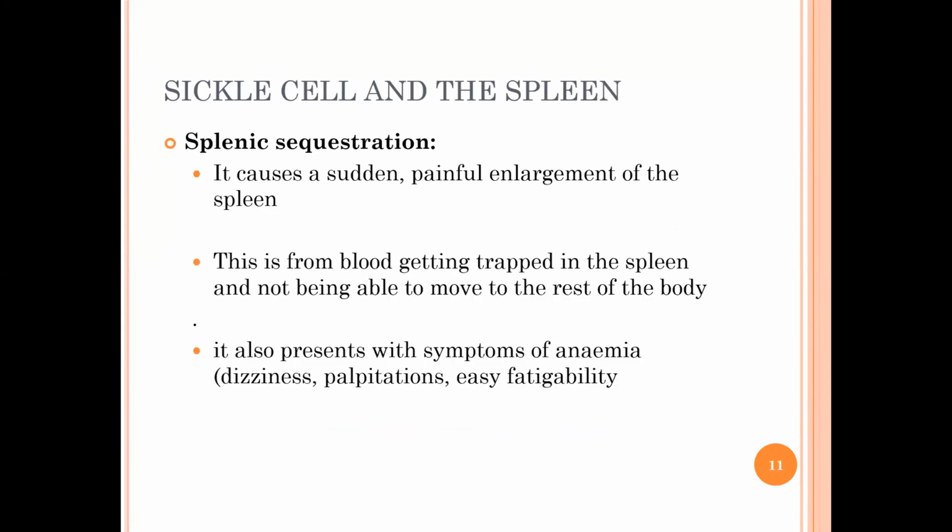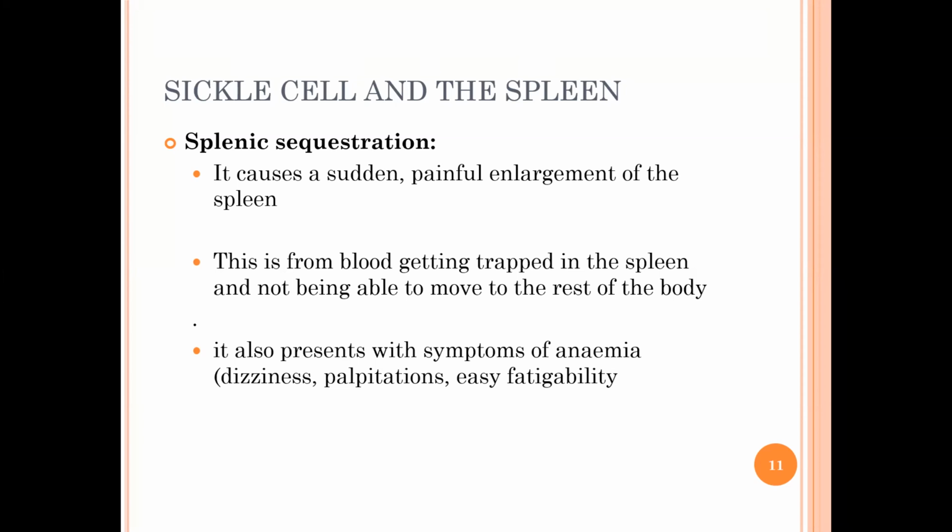Another thing, so I mentioned two things. One is the asplenia. Another thing is splenic sequestration. Now, we normally say in sickle cell disease, there are four main crises: acute pain crisis, hyperhemolysis, aplastic crisis, and then sequestration crisis. Now, this is a medical emergency because it's defined usually as a sudden painful enlargement of the spleen.